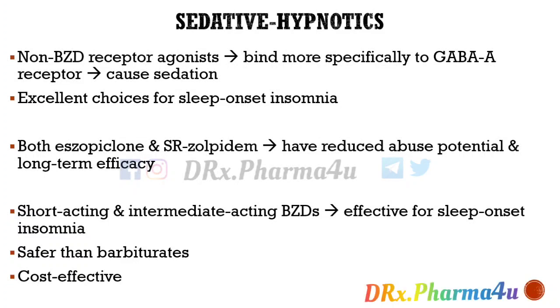Short-acting and intermediate-acting benzodiazepines are usually effective for sleep onset insomnia because their onset of action is fast. If you take that medicine and lie on the bed, within a few minutes you can expect good sleep initiation. They are safer than barbiturates because barbiturates are much more dangerous, and they are cost effective as well.